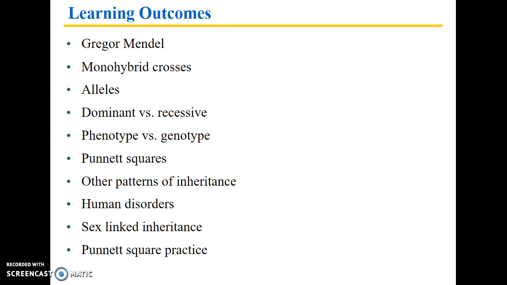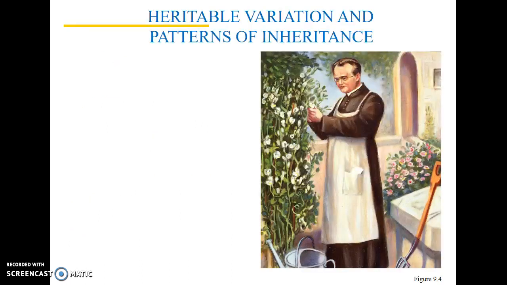Other patterns of inheritance, such as multiple alleles and incomplete dominance. So these are things in addition to the simple dominant recessive inheritance patterns. I'll briefly talk about human and also some canine genetic disorders, sex-linked inheritance, and I will allow some time for Punnett square practice as well.